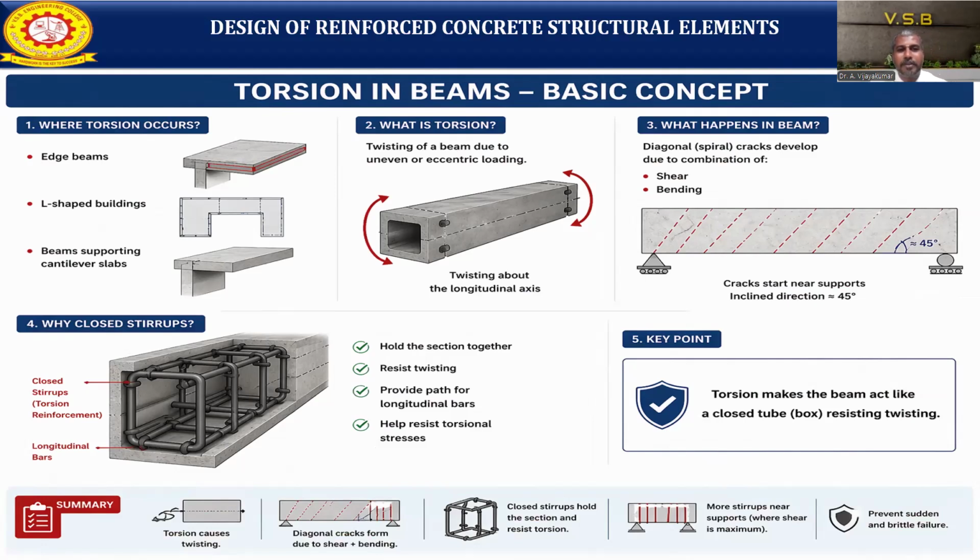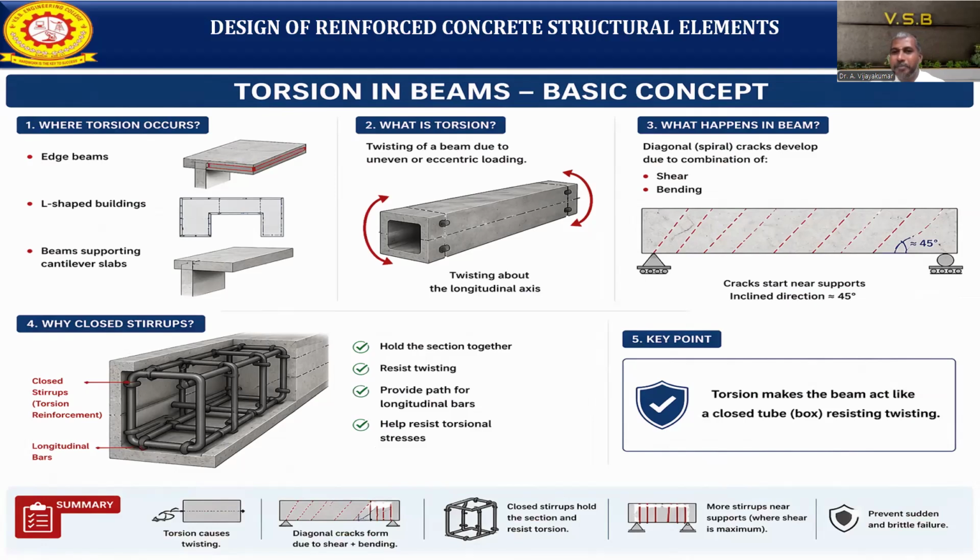Okay, and there we are having a different combination, in which torsion will occur. What is torsion? It is the twisting of the beam due to uneven or eccentric loading. Not properly loaded, but eccentric loading, so that we can expect torsion to occur. Twisting about the longitudinal axis, then torsional twisting will happen.